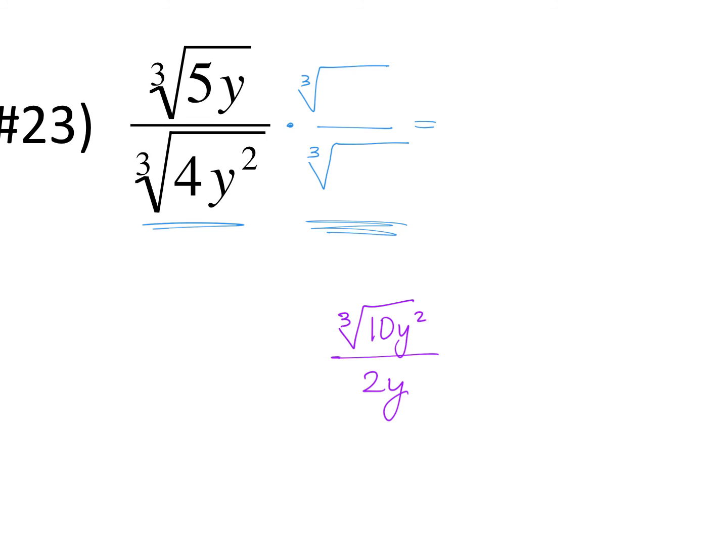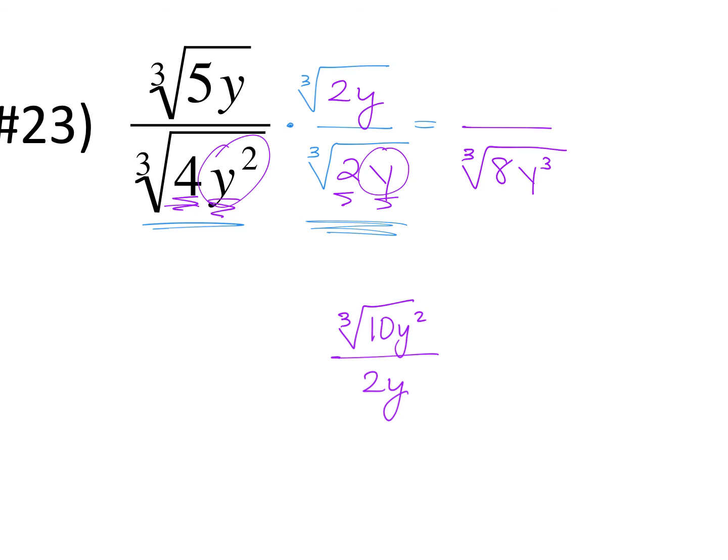That's the right answer. Okay, so to make your denominator a perfect cube, 4 times 2 will give you 8, and 8 is a perfect cube, okay? So that's good. And then y times the y squared will get you y cubed, also a perfect cube. So when you multiply across, you get 8, right? 4 times 2, y squared times y is y cubed. So we're going to multiply by the cube root of 2y over the cube root of 2y.